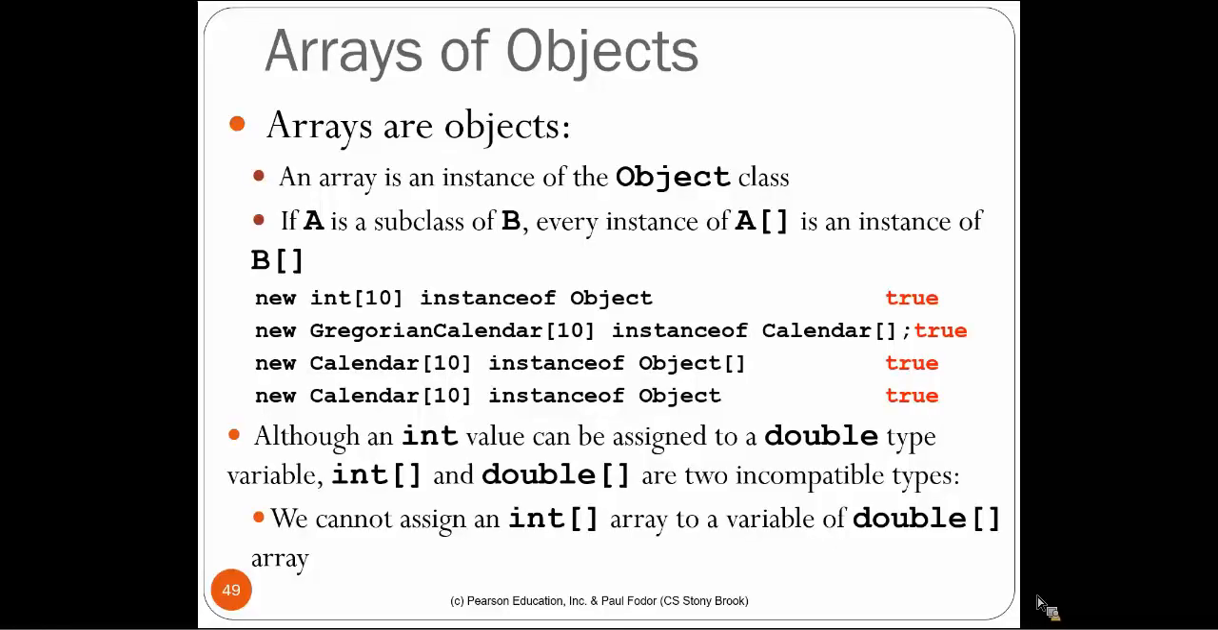So arrays are objects. In fact, if you check with instanceof, you will find that an Integer array is an instance of Object. A GregorianCalendar array is an instance of a Calendar array, is also an instance of Object, and is also an instance of an array of Objects. However, although an int can be assigned to a double, because int is a smaller type than double, an Integer array is not a Double array. So those two are incompatible. We cannot assign an array of integers to a variable defined as a double array.